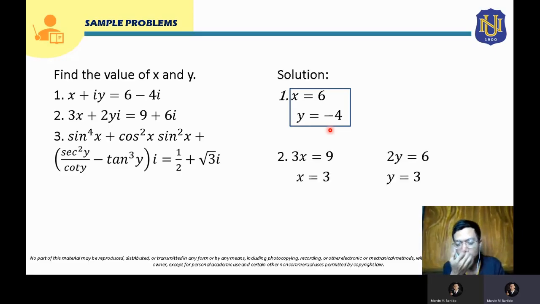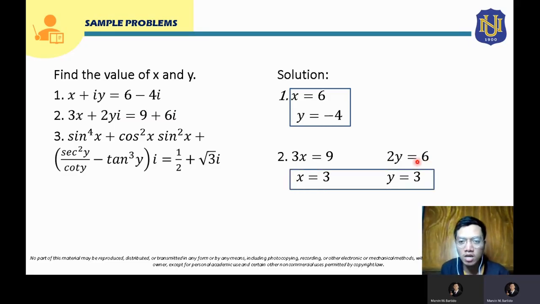Now, for number 2, again, your real part here at the left side is 3x, and your real part at the right side is 9. So that will just be 3x equal to 9. Solving for x, just divide both sides by 3, so x is equal to 3. Now, for your imaginary part, that will be 2y is equal to 6. Solving for y, divide both sides by 2, so y is equal to 3. So this will be the answer for number 2.